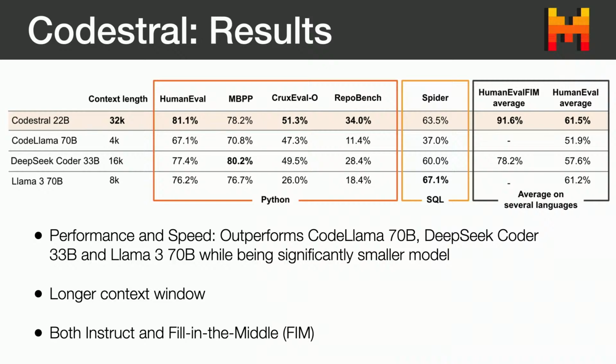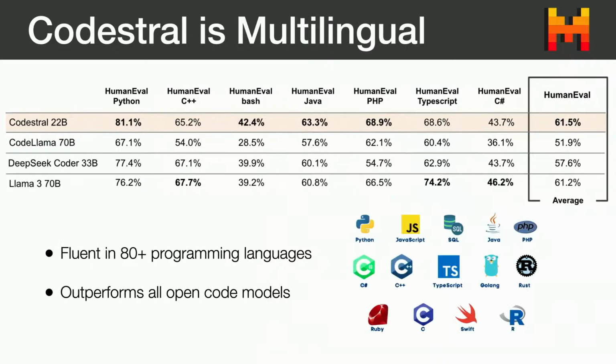So it outperforms CodeLlama 70B, DeepSeek Coder 33B, Llama 3 70B, while being a significantly smaller model. So again, we are getting more performance out of a model of a particular size. And it also has a longer context window than the other open source code models. It is multilingual. We trained it with more than 80 programming languages, and across all these different languages, it tends to perform better than the other models.